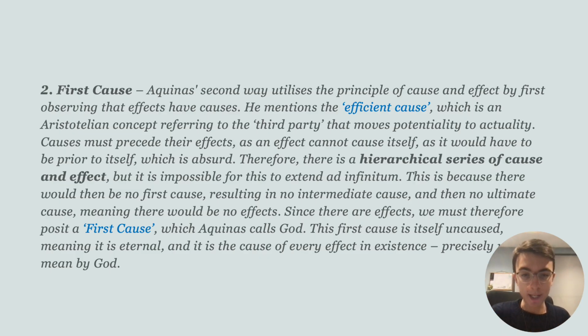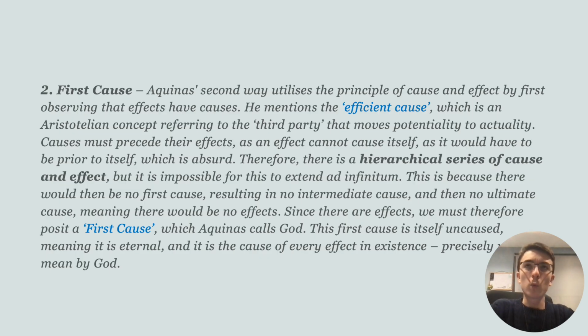Again, Aquinas says that it is impossible for this chain of cause and effect to go on to infinity, ad infinitum, because if it did, there would be no first cause, and if there's no first cause, then we have no intermediate cause and no ultimate cause, and so basically we'd have no effect, right? Remember we said earlier that without a cause you can't have an effect, but we know that there are effects. We know that things are, and so it follows that there has to be a first cause. And again, Aquinas calls this God.